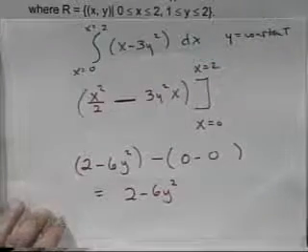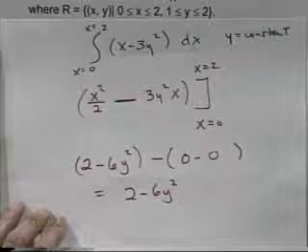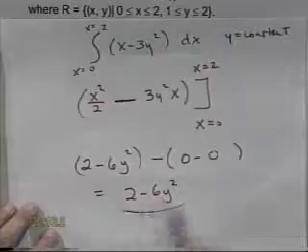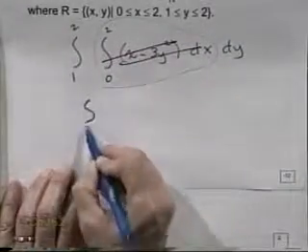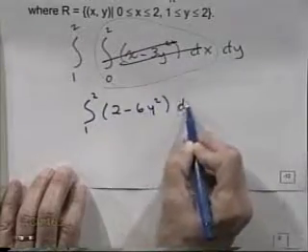Also, a key that you've messed up is if you have an x in here and the outer integral is with respect to y, you messed up. It's got to be totally in terms of y's, okay? So we take this, plug it into the outer integral, and we now have the integral from 1 to 2 of 2 minus 6y squared dy.